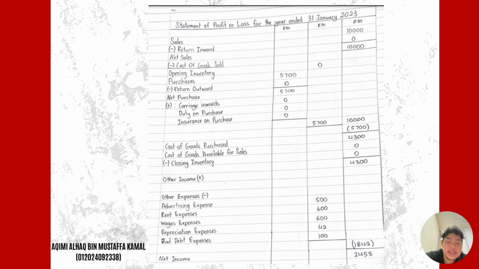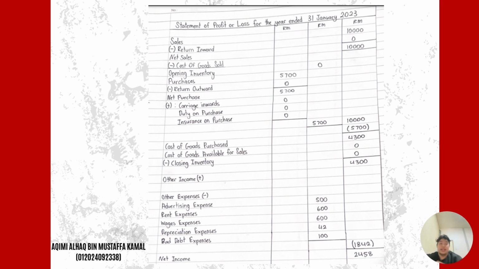So net sales minus net purchase, 10,000 ringgit minus 5,700 ringgit, we're going to get 4,300 ringgit. So that is for our cost of goods purchase. The cost of goods available for sale is 0 ringgit. And the closing inventory, we need to minus, but we also do not have a number for closing inventory, so it's going to be 0. So our gross profit is 4,300 ringgit.